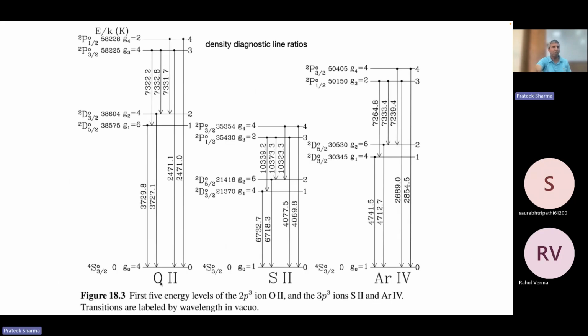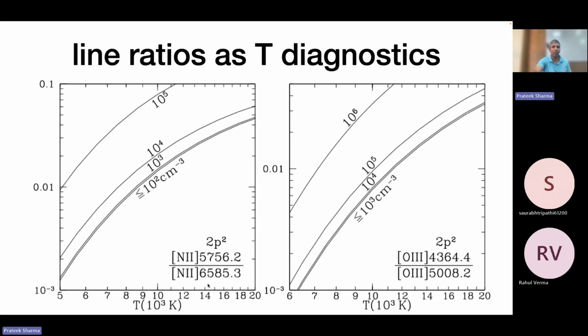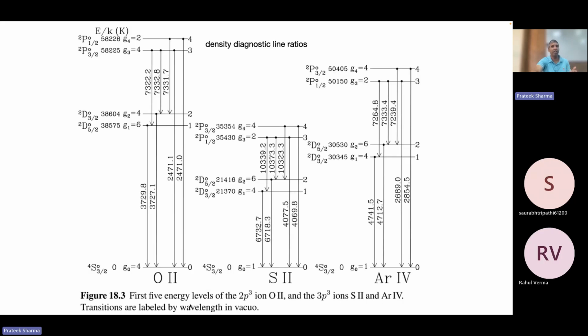These are O2. So that was O3 and N2 for the temperature diagnostic. These are NP3 type levels, so these are the level diagrams. And you see these two states are very close in their energy. This is energy in terms of Kelvin, and you see they are almost equal: 38604, 38575. Their energy gap is much less than kT. So this satisfies that thing that I worked out very quickly at the end.